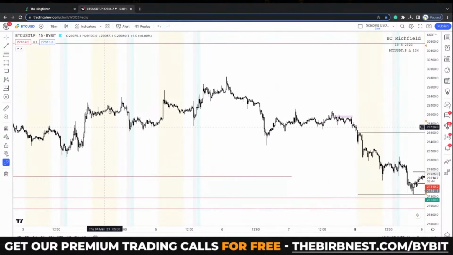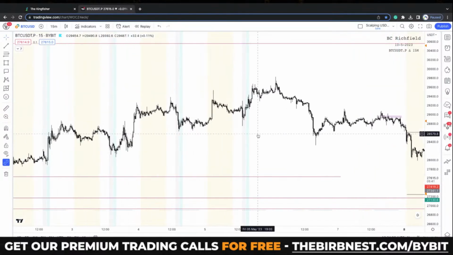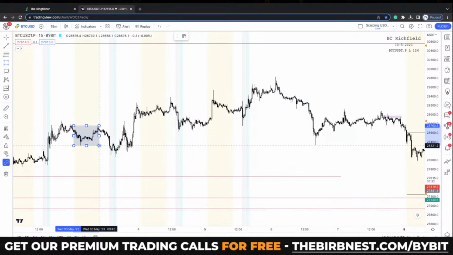So what I'm doing here, right, is just very quickly, see the yellow lines, these represent the Asia range, right? So if I take the high and low of that range and then expand this forward, and I'm just going to do this with a few of them.